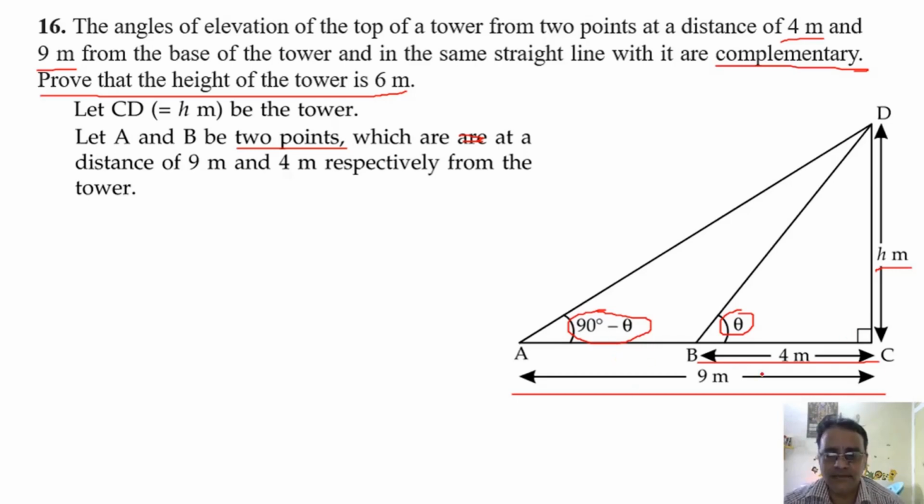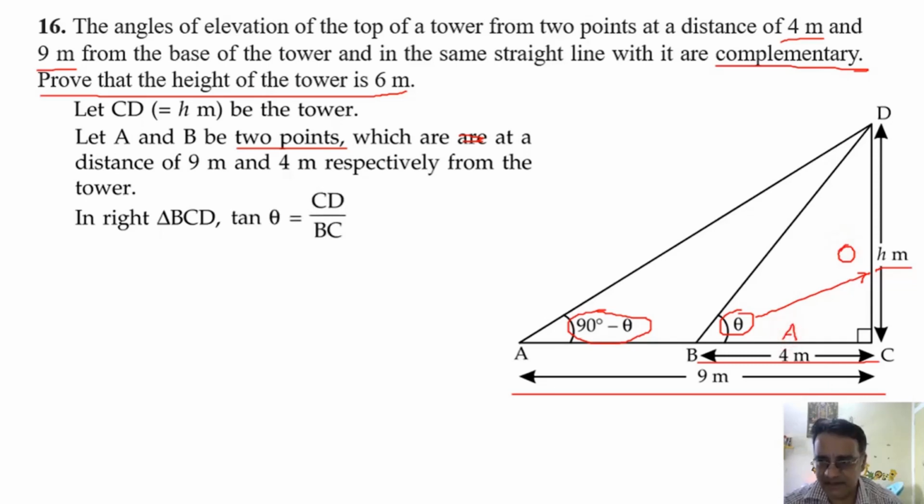Yes, sir. Okay. So two right triangles, are you able to identify? Yes, sir. One is BCD, another is ACD, right? So we are going to take one by one. First BCD. With respect to this theta, this is opposite side and this is adjacent side. So we are using tan theta. CD upon BC, that is h upon 4. Let it be equation number 1.